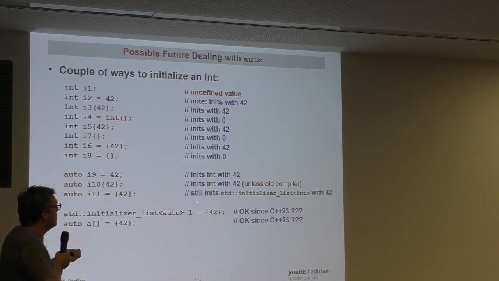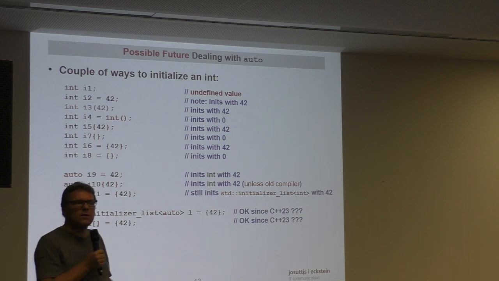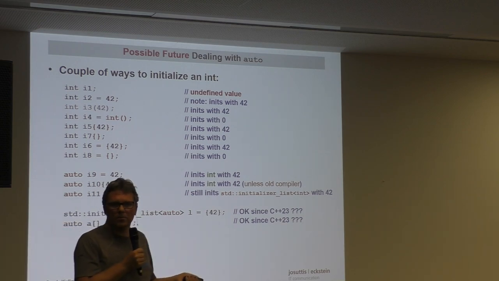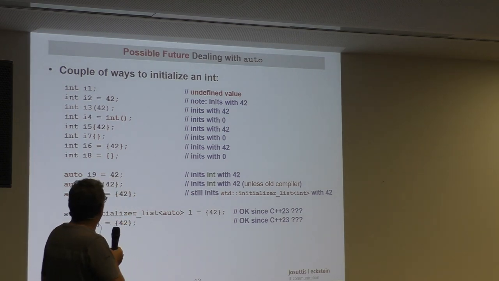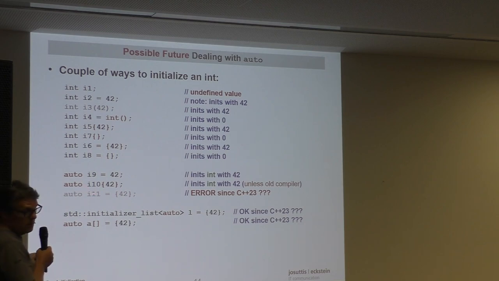And by the way, we are discussing that if we have that, we will also be able to do that. We have an auto array initialized by 42 saying this is an array and the elements are ints because we initialize it with one or more ints. And if we have that, then this will probably become an error. We will not make this valid to be an int. We will just say this will no longer compile.